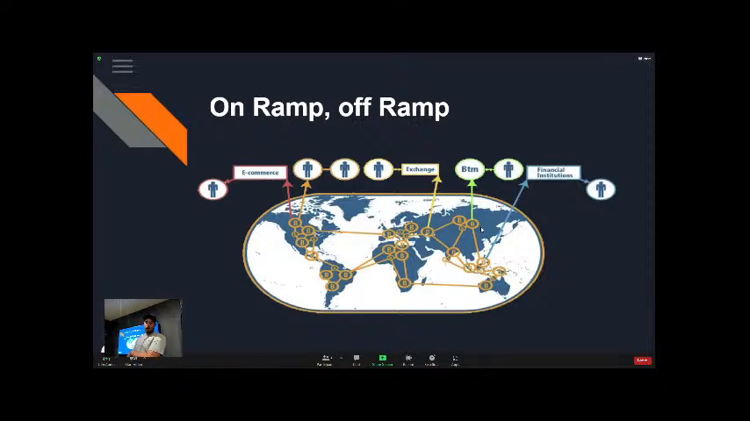Just in case you guys online didn't hear that, Bitcoin's network itself has never been hacked, but the on-ramps and off-ramps have. And so that's where the biggest vulnerability is.